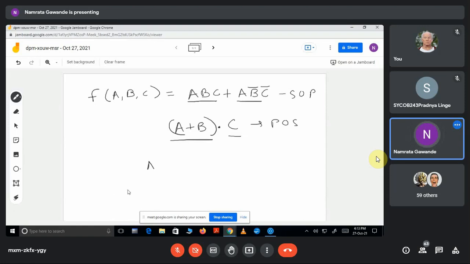In this way, it is not compulsory. In some expressions, in some logic functions, not all the literals are present. A plus B.